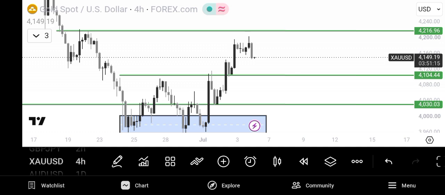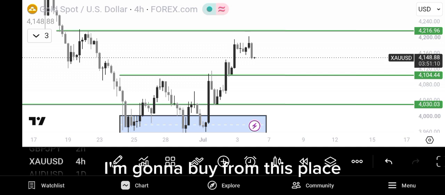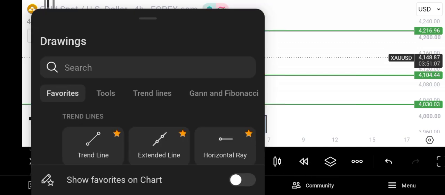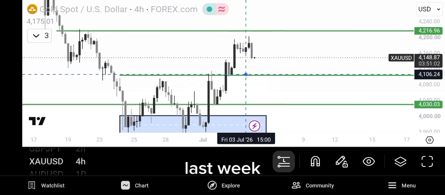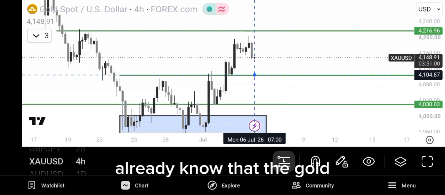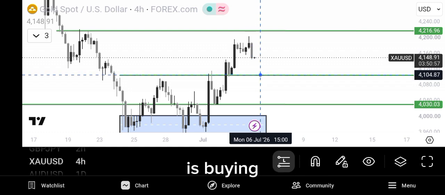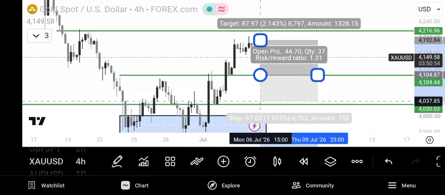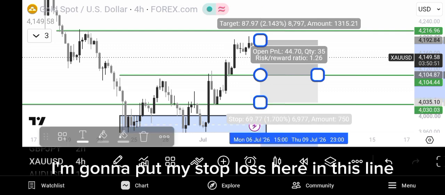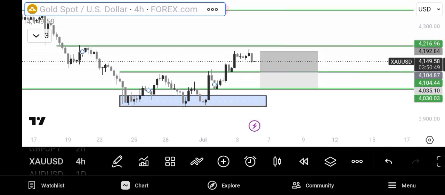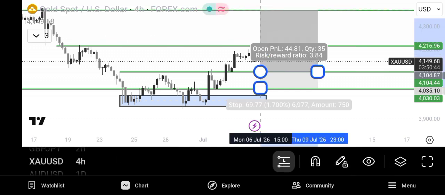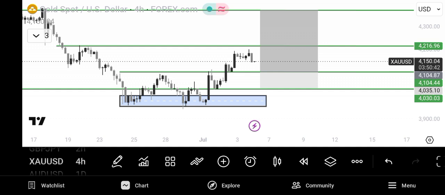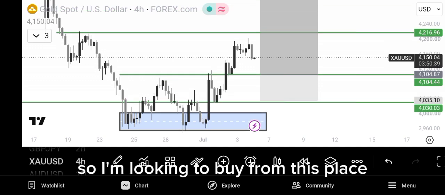So I'm going to buy from this place. Last week, we already know that gold is buying. I'm going to put my stop loss here in this line. I might take profit. Gold should be here. So I'm looking to buy from this place.